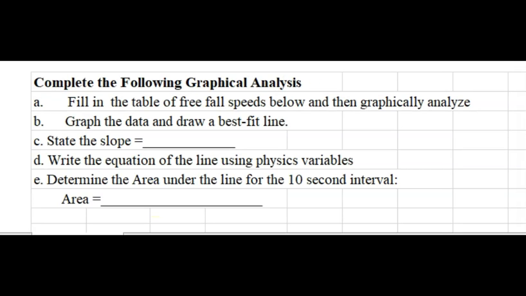And here we have a graphical analysis question. Complete the following analysis. Fill in a table of free fall speeds and graphically analyze. Graph the data and draw the best fit line. State the slope, write the equation of the line, and determine the area under the line for the 10-second interval. Seems like a lot, but it's very easy.